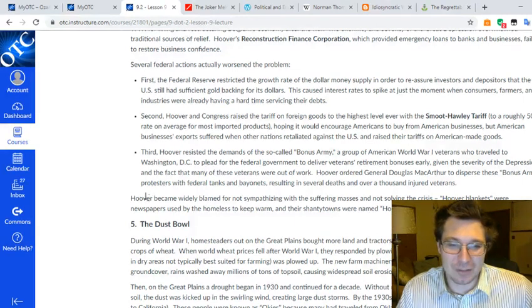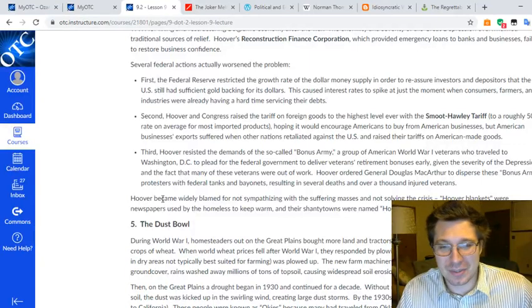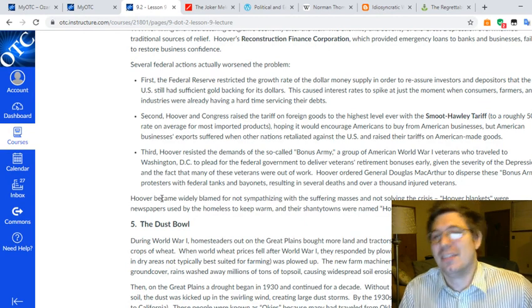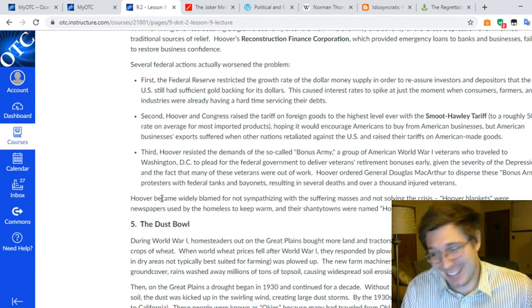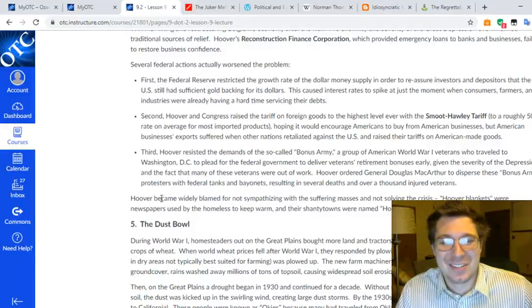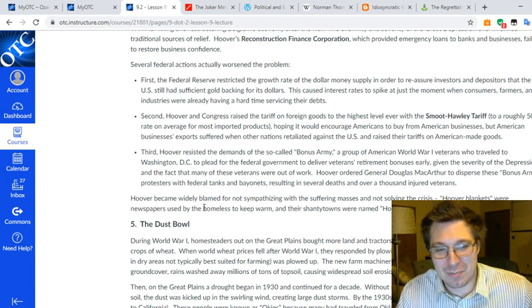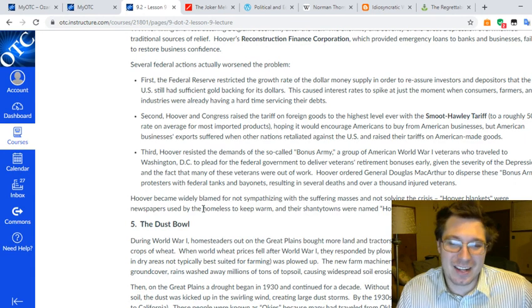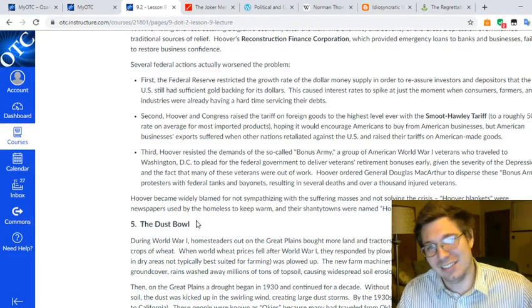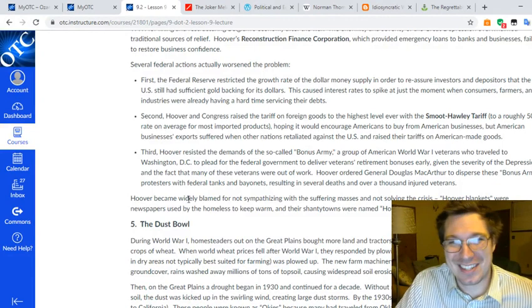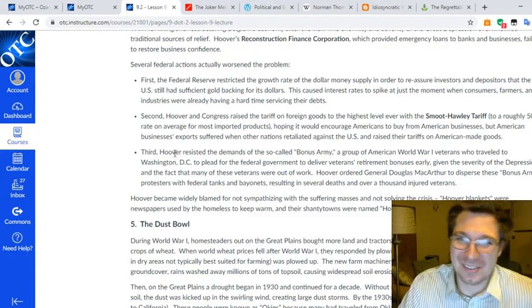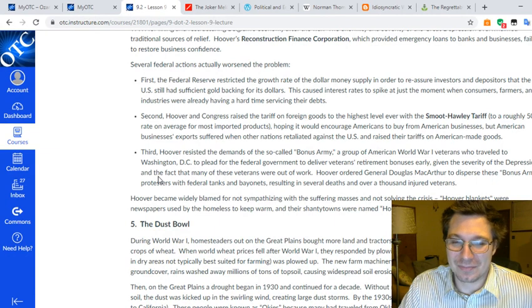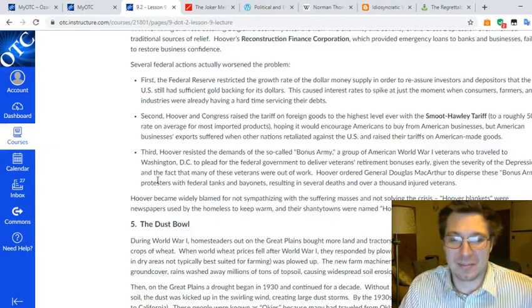And Hoover became widely blamed for not sympathizing with the suffering masses, or not seeming to sympathize enough. I'm sure he did sympathize somewhat, but he wasn't showing it when he reacted the way he did to the Bonus Army. So accordingly, Hoover blankets were the newspapers used by the homeless to keep warm in their shanty towns, which they named Hoovervilles in honor of this president that they hated for contributing to the intensification of the Great Depression.